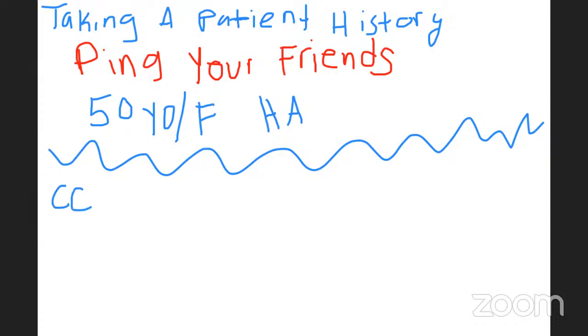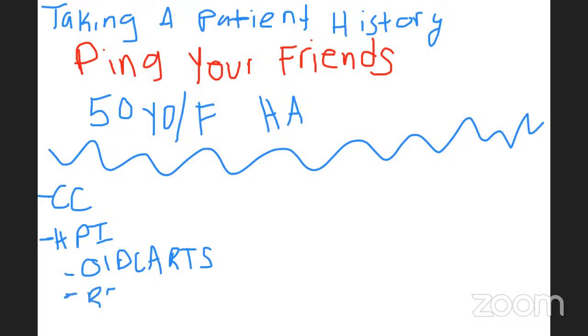O for onset, and then location, duration, and character, and then A and R for aggravating and relieving factors, and then T for temporal, and S for symptoms associated with headache. Very good. And then after you're done asking the HPI and the OLD CARTS, what do you want to ask next? Or what, at least in my presentation, was next? I don't know next, but allergies. Yeah, allergies.